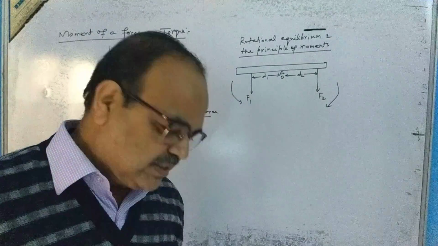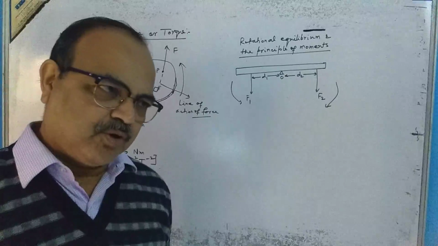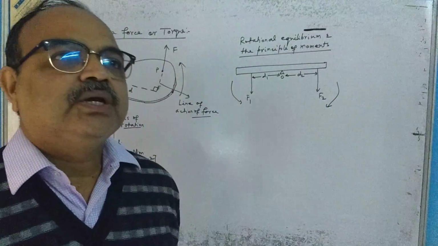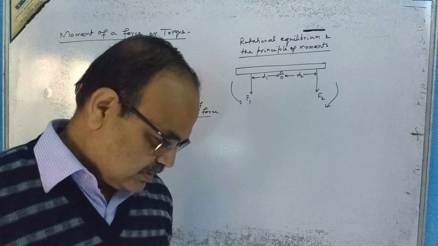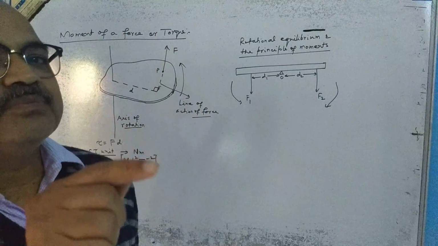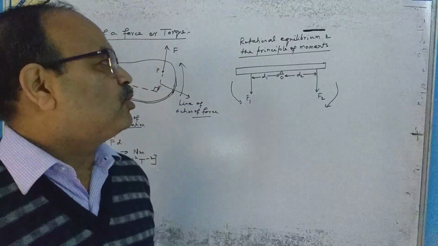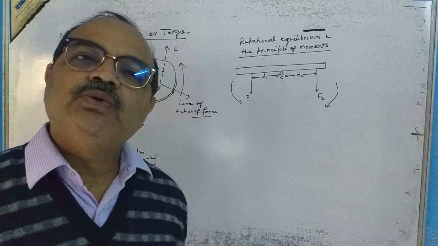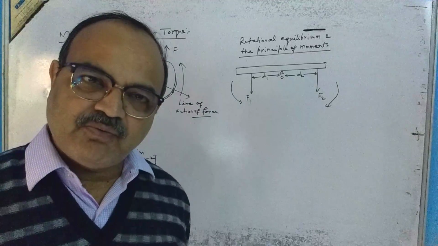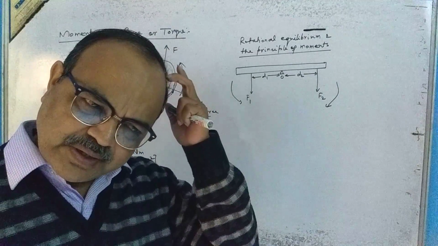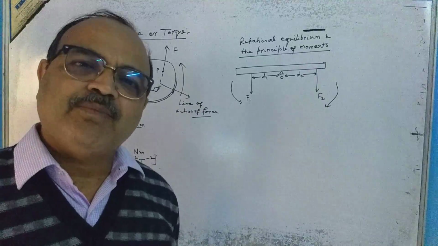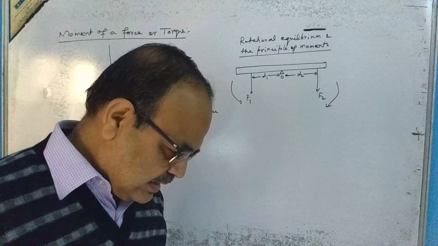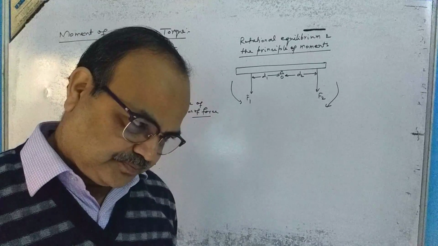When a body is in rotational equilibrium, the sum of clockwise moments should be equal to the sum of anti-clockwise moments about that point.